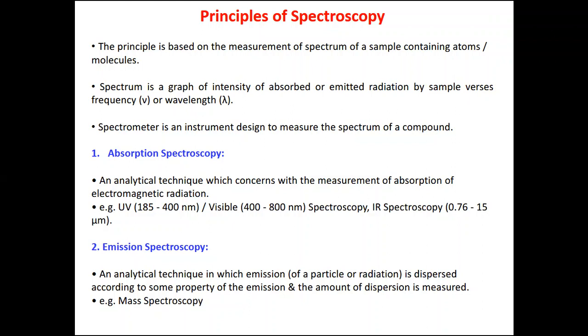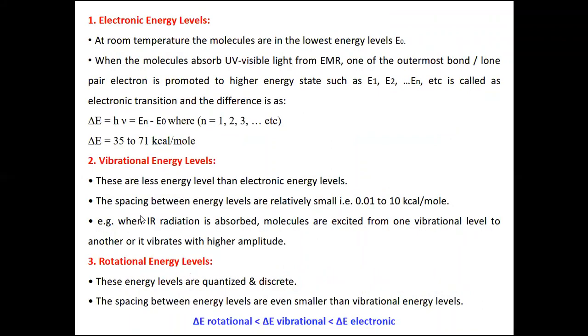The second is emission spectroscopy, an analytical technique in which we measure the emission, that is, the dispersion of electromagnetic radiation. An example is mass spectrometry. These are the three types of energy levels of a particular atom. Once the electromagnetic radiation is absorbed by an atom, the atom can be excited.